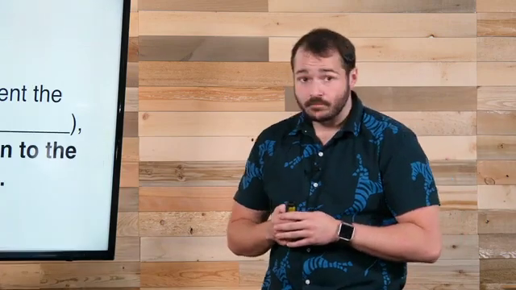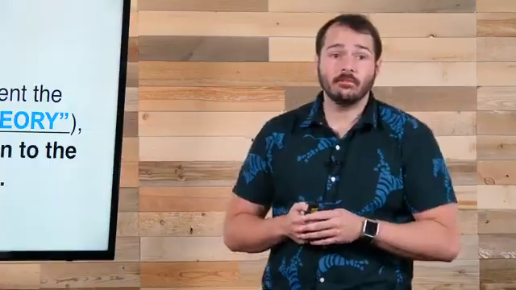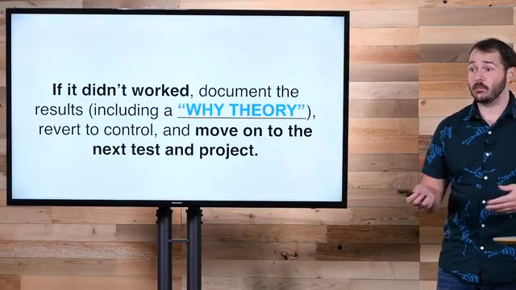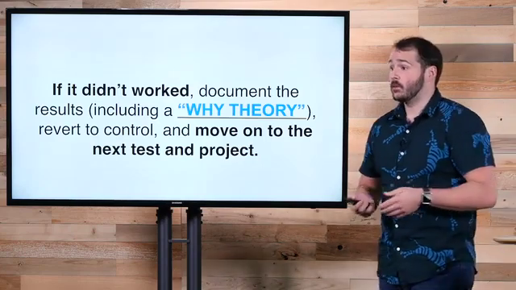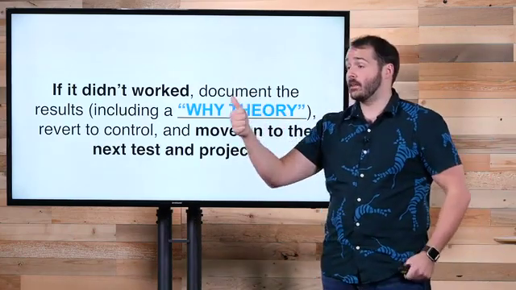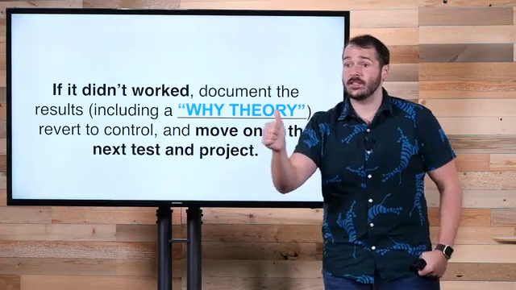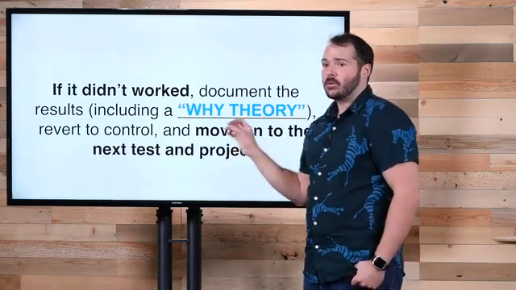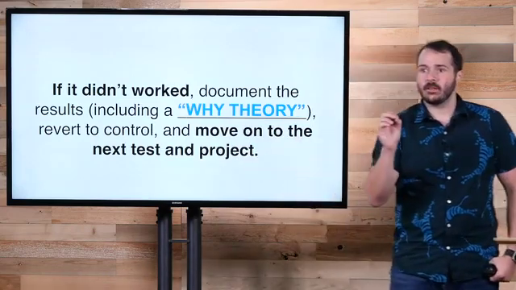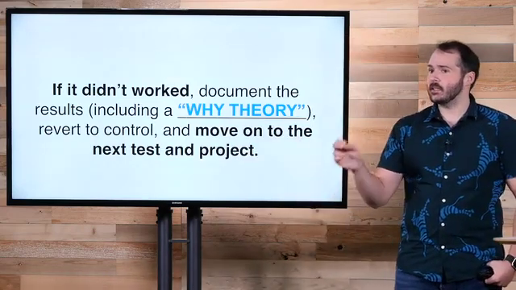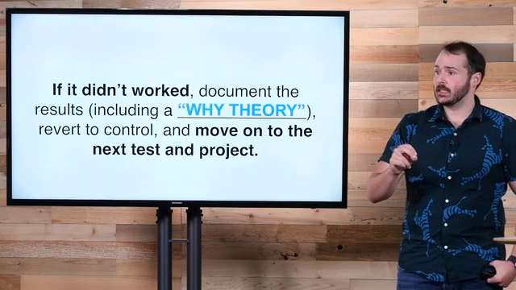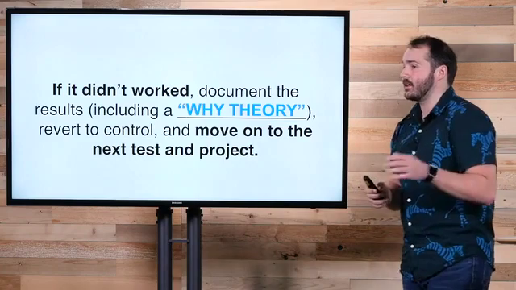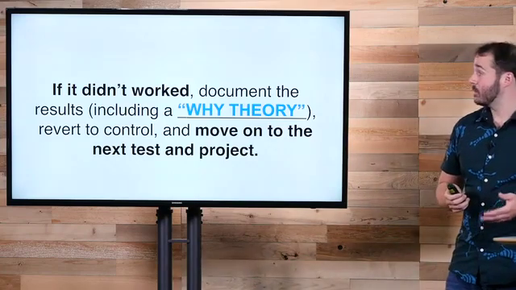So if it didn't work, document the result, including a why theory, and revert to your control, and move on to your next test and project. Right? If it did work, find a responsible way to scale it out, so test it across different things. If it didn't work, start figuring out why, and before you just move on, ask yourself, if you had some plan B, is it worth trying that? Is it worth trying this other approach? Or from what you learned here, is it worth taking another stab at it? Is it worth taking the time?